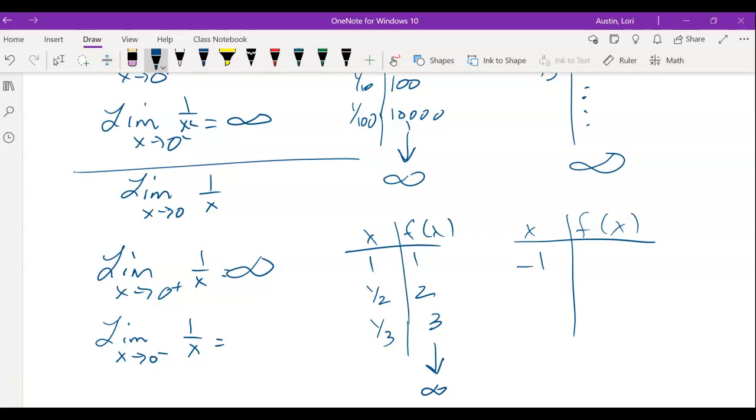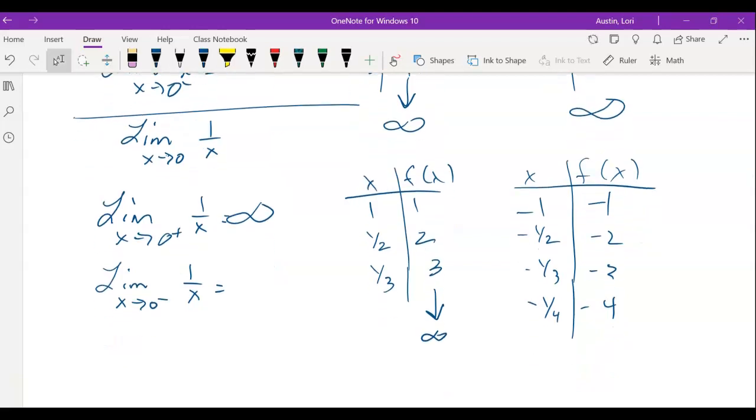Okay, so let's do it. -1 is, -1/2 is, -2, -1/3 is, okay, where's it going to? Yeah, -1 million is 1 over -1 million, which is -1 million. All right? It's still going, but this time it's going down.